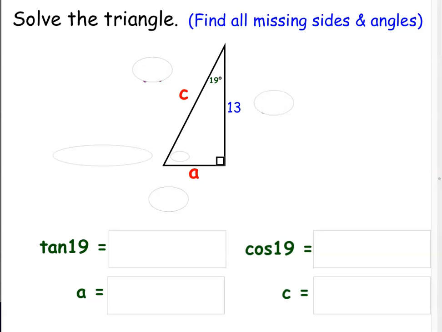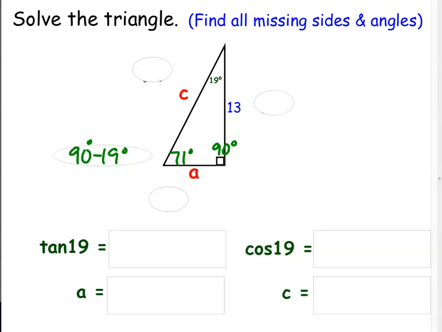So we know one side is 13. We know we have an angle that's 19. And we also know we have a right angle. How many degrees is your right angle? 90. And all of the angles in a triangle add up to what? 180. If we already use up 90 with a right angle, it means we have another 90 to work with for the other two. Okay, so to find this missing angle here, I would have to take 90 minus 19. What do we get? So our missing angle here is 71 degrees.